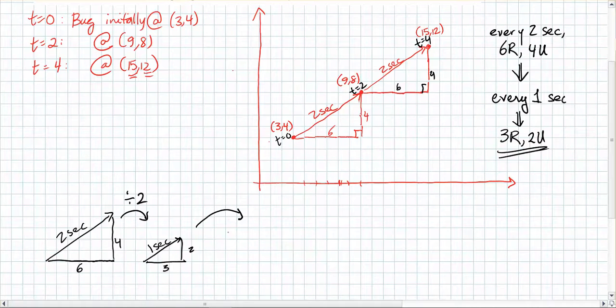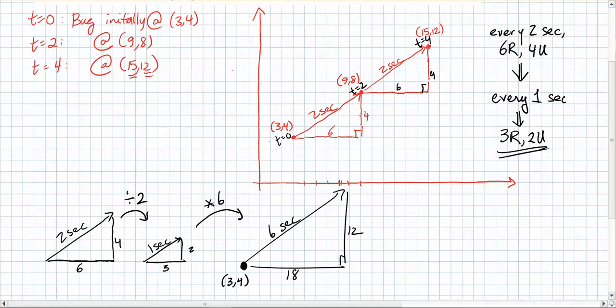So what are we looking for? 6 seconds. The 6 second triangle would just be a bigger version of this one. So for 6 seconds, this is not to scale anymore, but this one would be 3 times 6 down here, so that'd be 18 across. And 2 times 6 is 12 up. And so what we've got now is, if you think about where your starting point was, 3, 4, you can add 18 to the x and 12 to the y and figure out where your ending point is.